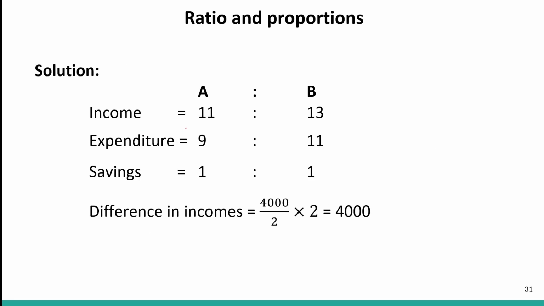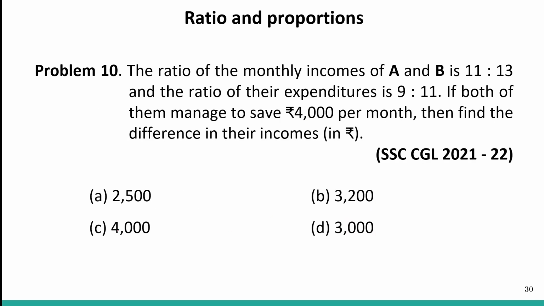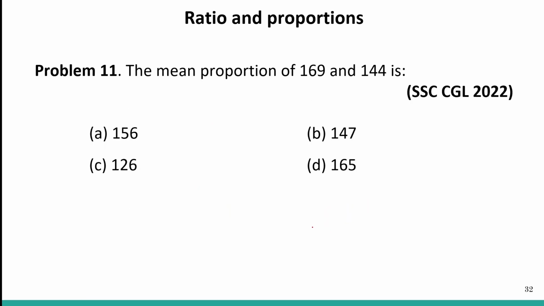So income of A is 11, income of B is 13, as given in ratios. Expenditure is 9 is to 11, so savings is 1 is to 1 respectively for A and B. So the difference in income is equal to 4000 by 2 into 2, which is equal to 4000. Correct answer. These are all wrong. So let's see problem number 11.